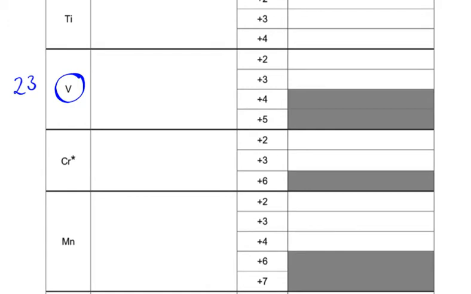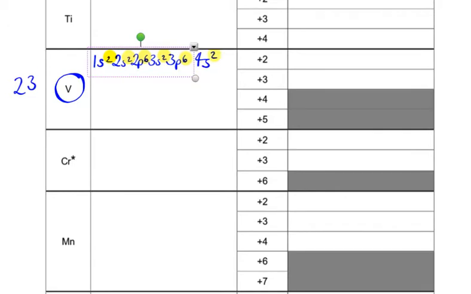So you'll see from the periodic table that vanadium has an atomic number of 23, which means it has 23 electrons. Let's write its electron configuration. So we have 1s2, 2s2, 2p6, 3s2, 3p6. Then we go into the 4s, so that's 4s2. Let's count how many electrons we've got so far. So that's 2, 4, 10, 12, 18, 20.